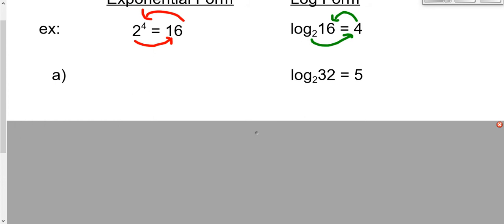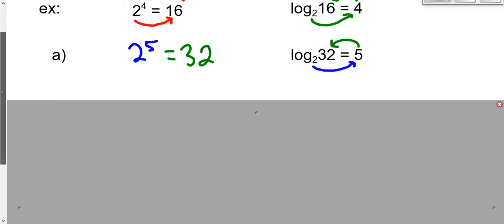All right, let's go ahead and take a look at log base 2 of 32 equals 5. The way that we're going to roll this back into an exponential function, we're going to do the log roll, and we're going to end up with 2 to the 5th power equals 32, which is true. 2 to the 4th power is 16. 2 to the 5th power has been multiplied by 2 one more time. 16 times 2 is 32. So 2 to the 5th power is 32.